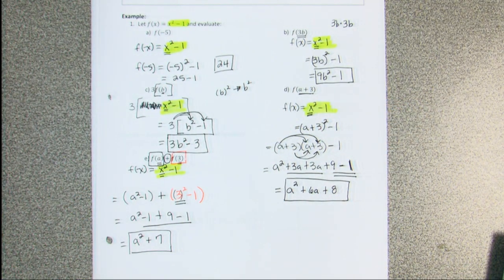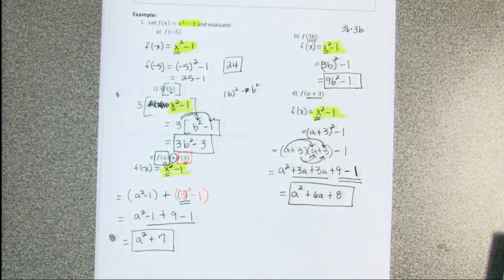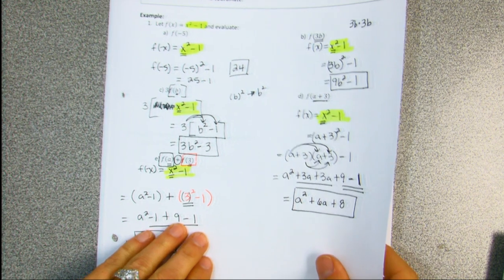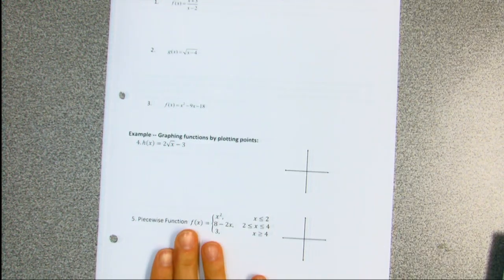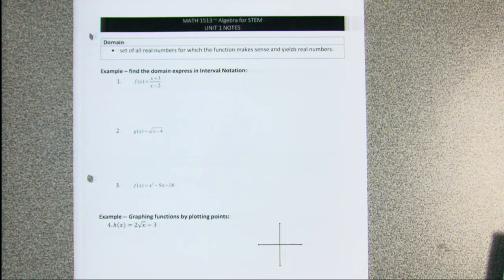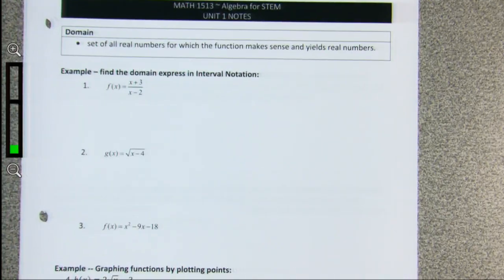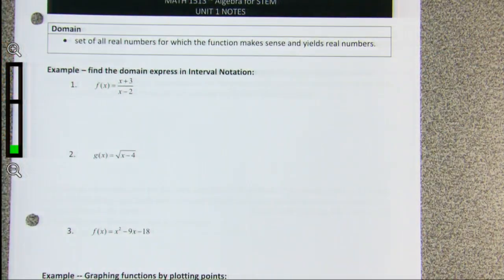When you do your WebAssign homework, it's going to be similar. You're going to have one function, and then it's going to tell you an A through E or something, where you have to do the same function but with different stuff, plugging it in for your x. Let's turn the page, and we'll talk about domain. So this is why interval notation was important to learn, because when we find the domain of something, we want to express it in interval notation.